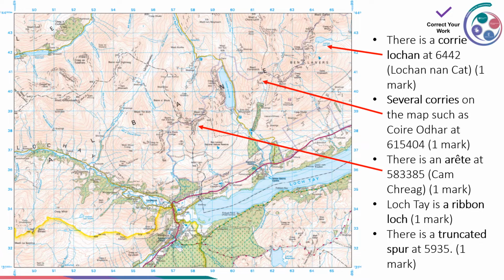Ribbon lake, or a ribbon loch, sorry, is Loch Tay. Now that in itself takes up several grid squares obviously, so there's not any point giving a grid reference. It's a named feature, Loch Tay is there, so that's fine. And then we've also got that Tuncurry Spur in 5935. So there you can see a range of features that's been provided for us on this map, and the whole point is you want to give a different feature for each mark really. Okay.